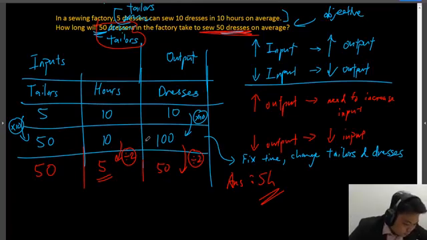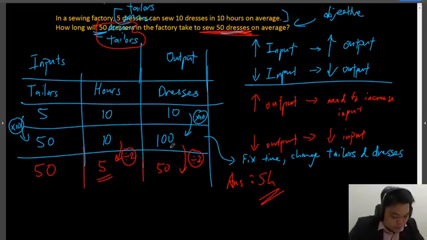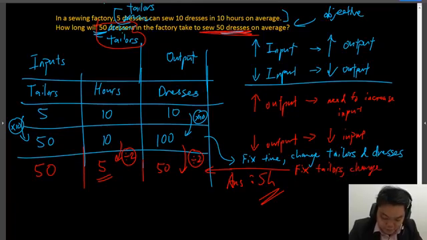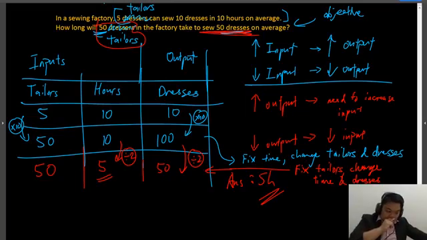Do you need to change the output to fix the input? For this question, yes. We are changing the dressers to 50 so that we can get the time. So you can see that in this step here, I fix my tailors, and I change the time and dressers in order to match my objective. Okay? If you don't understand, no worry, you can always view the replay.